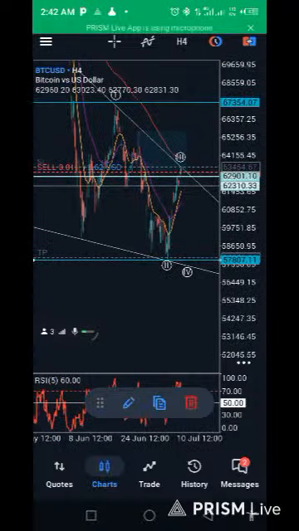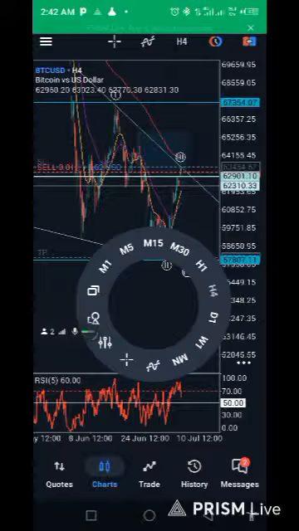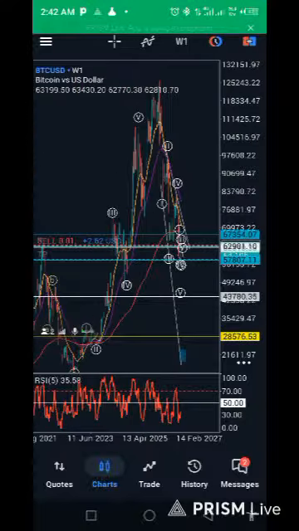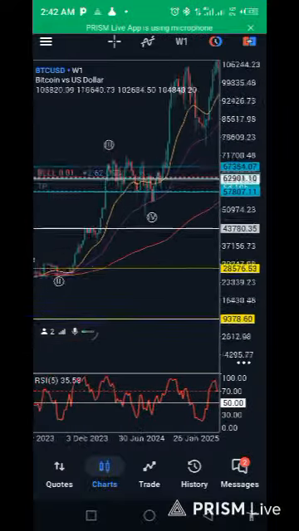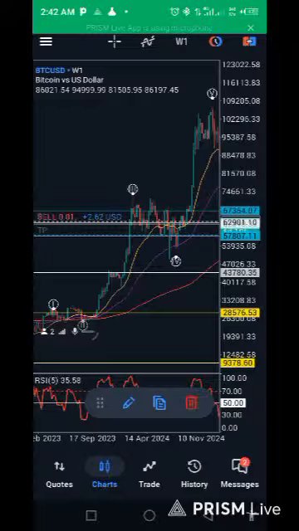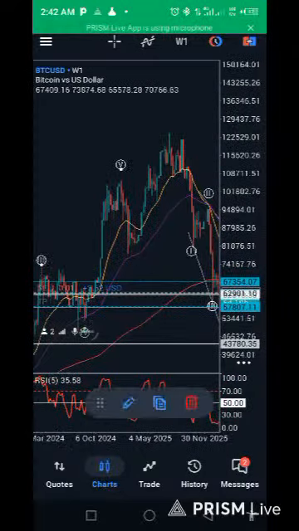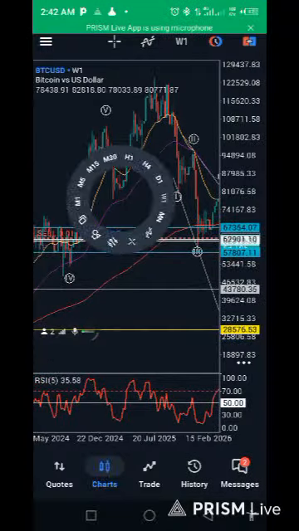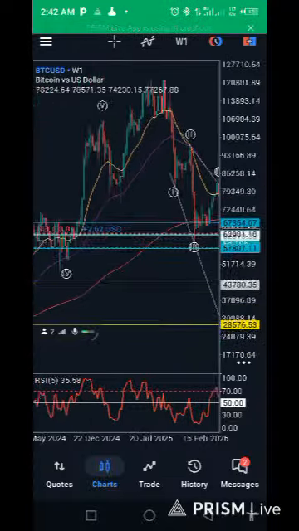If you check the higher time frames, like monthly and weekly, you will see that it has been a long drop for a while. This is a weekly time frame. After making waves 1, 2, 3, 4, 5, it produced A, B, and the last one it is doing now is C. This wave C is always longer than A and B.